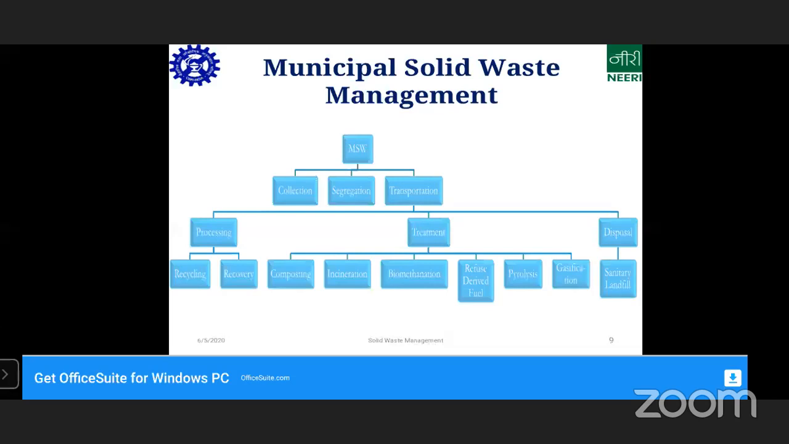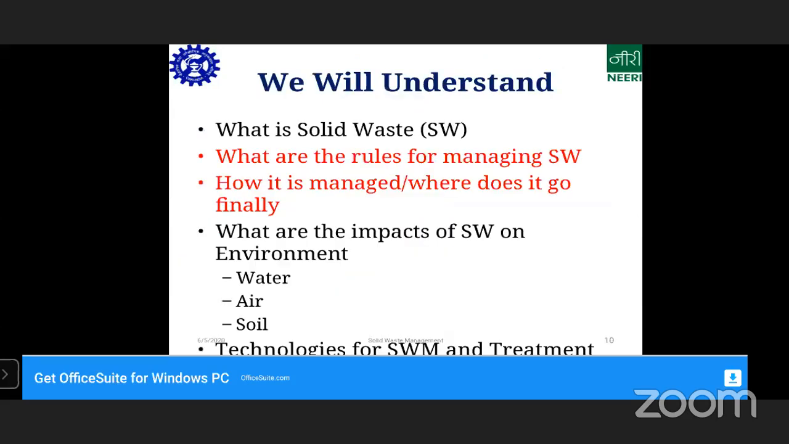Then you have pyrolysis and gasification. These are also energy generating processes, basically. Then you have the final step, which is called disposal. We'll go into detail a little bit. Okay, so now we have seen what solid waste is and how it is managed at a local level. Now we'll look at the rules that everyone should be aware of.